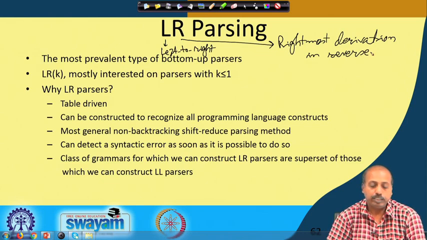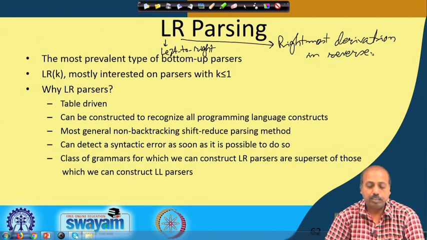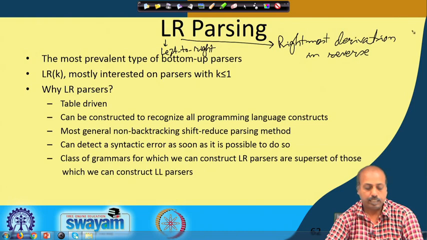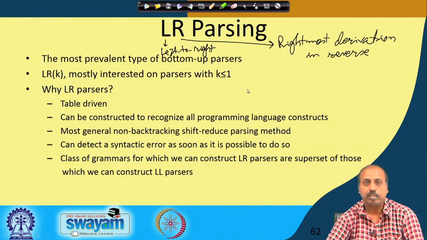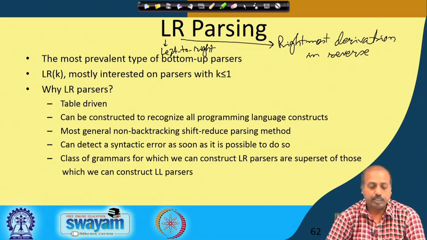So, in general we will have an LRK parser, where k is the number of tokens or symbols that you look ahead. Now, in general we will have k value less than or equal to 1. So, we will be looking into LR 0 and LR 1 grammars. LR 0 will give us the SLR parsing table, whereas LR 1 will give us the canonical LR type of structure.